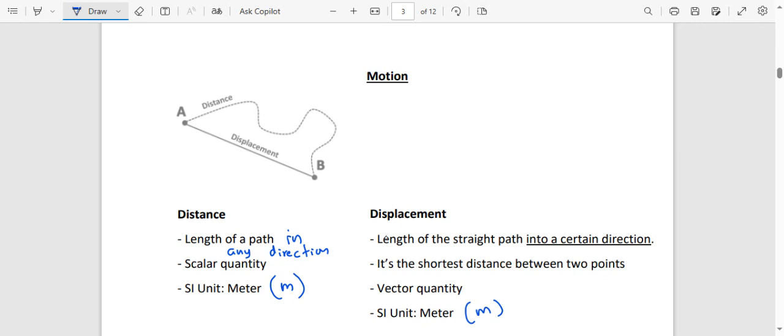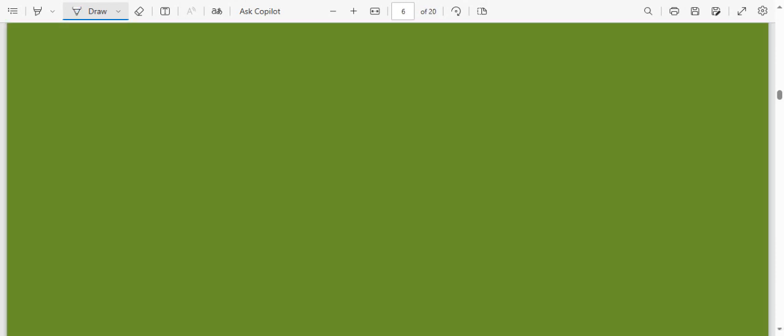Then displacement means length of a straight path in a straight direction only, and it is the shortest distance between two points, right? You can see the shortest distance is the distance along the straight path, which is also equal to the displacement. It's a vector quantity, and the SI unit is meters, right?